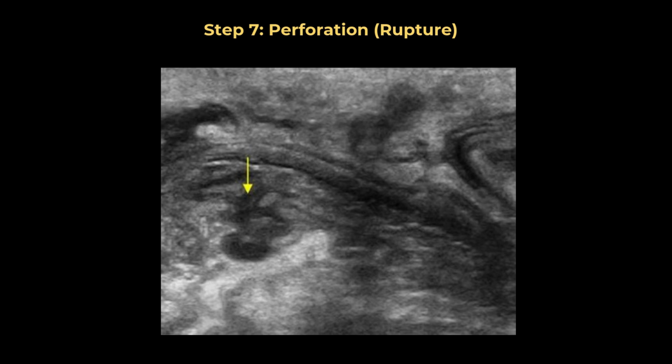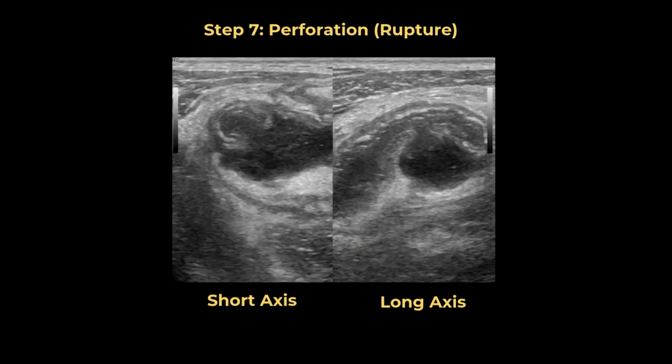After perforation, the appendix often becomes difficult to identify. Once it ruptures, it decompresses. The previously round and tense appendix may now look collapsed, irregular, or deflated. It is no longer perfectly circular because the internal pressure is gone. Because it is no longer distended, the appendix may be hard to see.